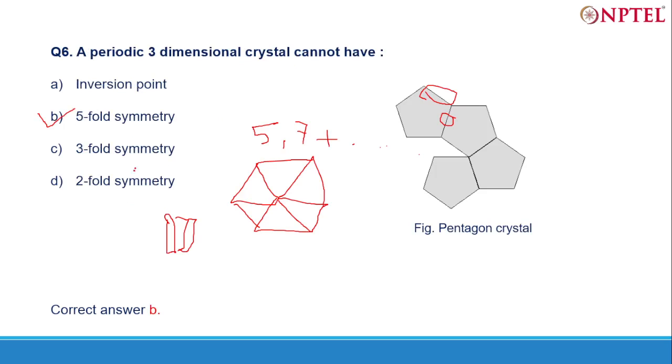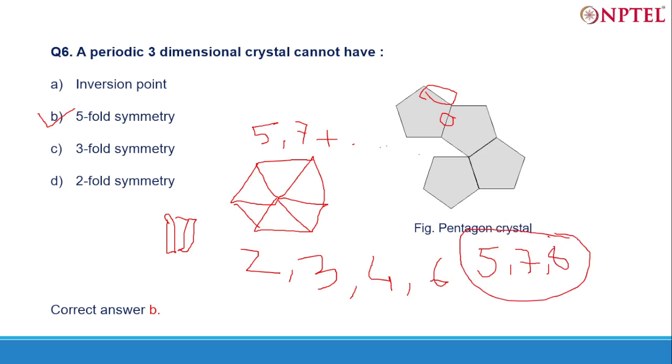We can have two-fold, three-fold symmetry. We can have four-fold also. Two-fold symmetry is allowed. Three-fold is allowed. Four-fold is allowed. Six-fold is also allowed, but five and six plus, 7, 8, 9 cannot be had, as simple as that. A three-dimensional crystal cannot have five-fold symmetry and eight-fold or more.